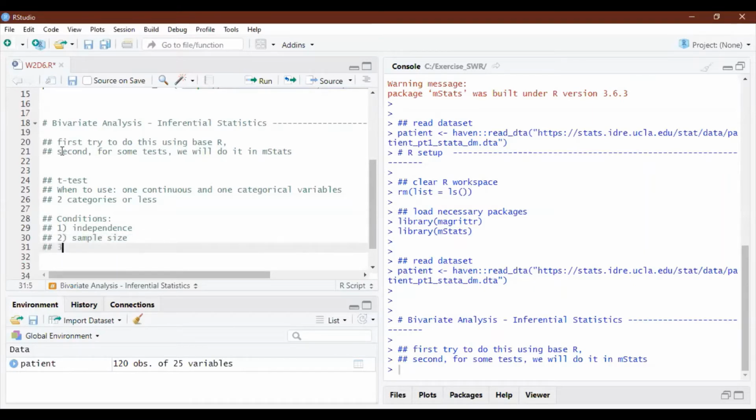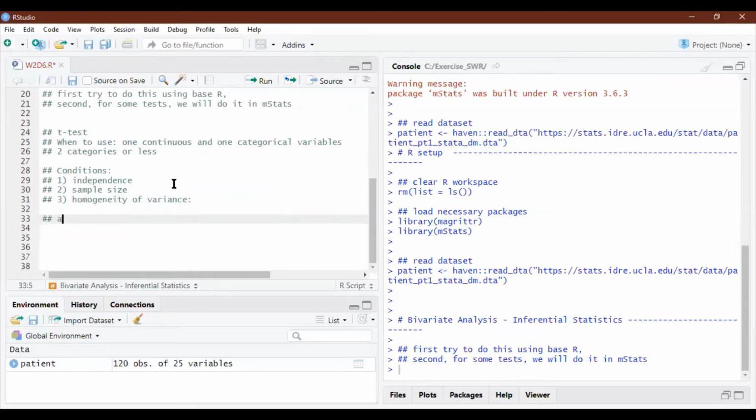In this case, for the t-test, we also need to look at one more condition, which is called the homogeneity of variance. Consider our example, age with sex. We are going to demonstrate with age versus sex. For sex, we have male and female. So consider this: when you have male and female, there are two groups.